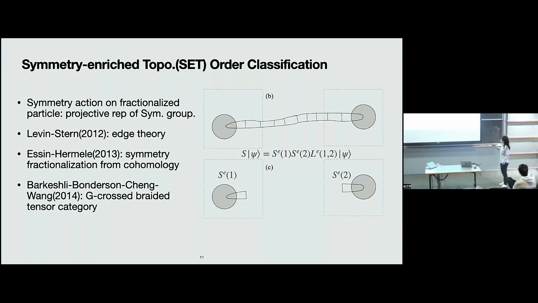It was shown that these string operators, their action can be transformed to identity on the ground state. This makes the most interesting part of the symmetry action localized around these two ends of the string. In this way, people can talk about the symmetry action on a single anyon. It forms a so-called projective representation of the symmetry group, such that the combination of these anyons, when they form a physical state, forms a linear representation of the symmetry group.